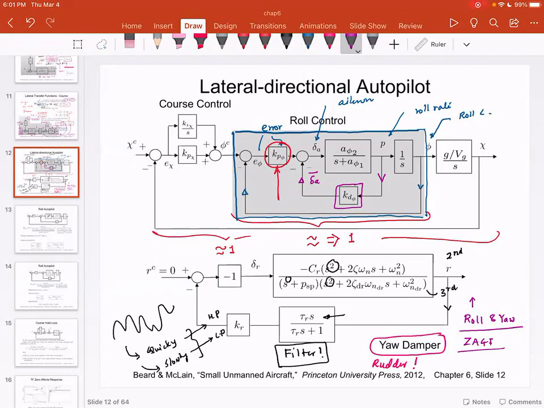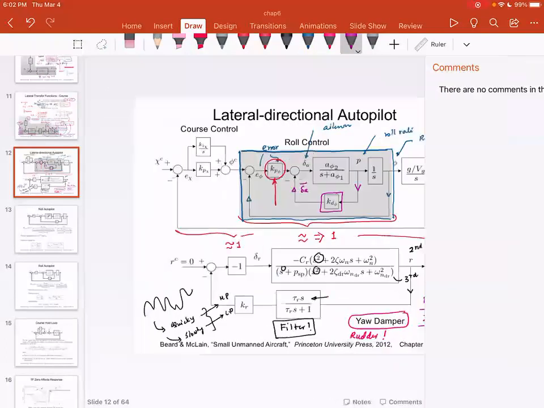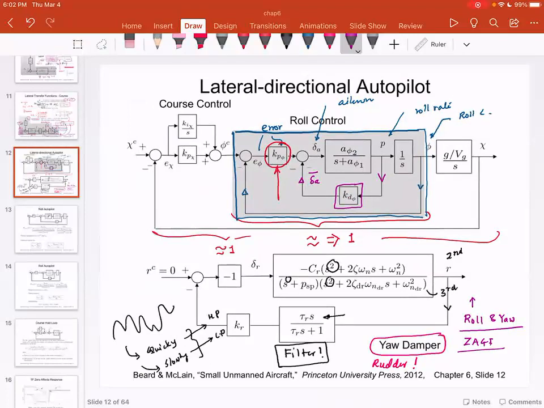Now please understand that there are two types of feedback in this loop. One is the feedback from the roll rate, which is p, being fed into a transfer function or a mathematical equation or some sort of lookup table that converts this roll rate into an equivalent aileron deflection. And that is fed back into the summing junction.